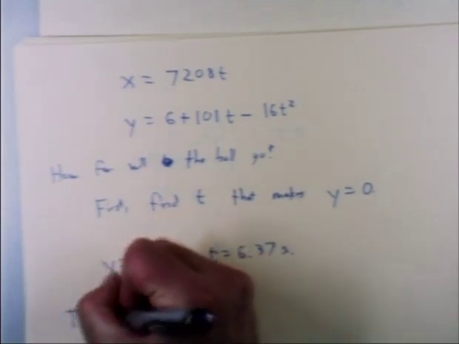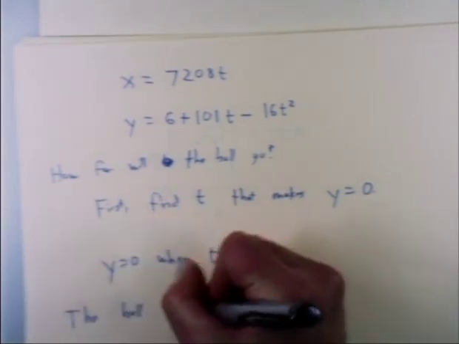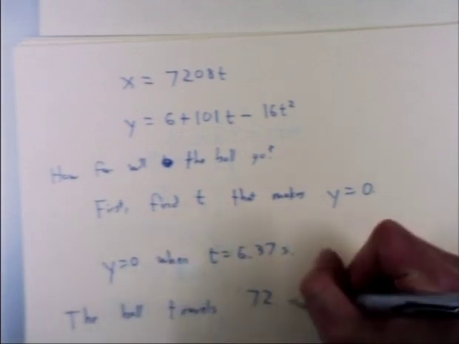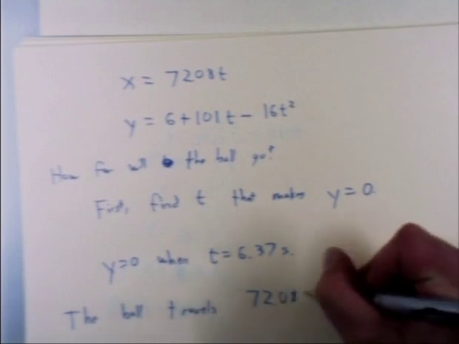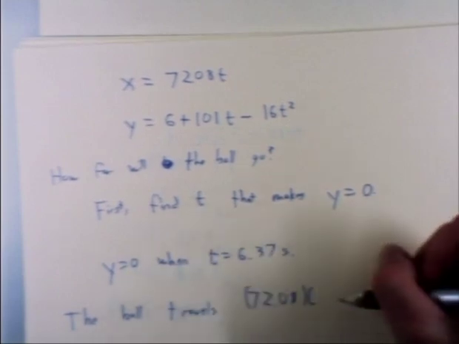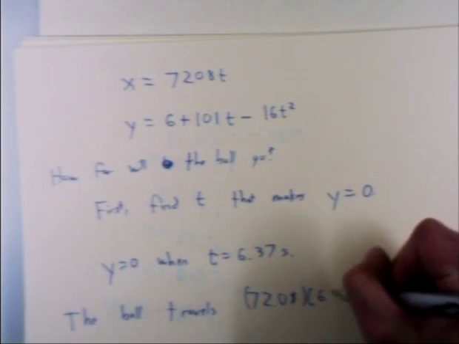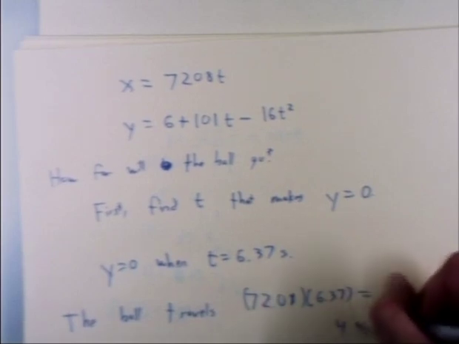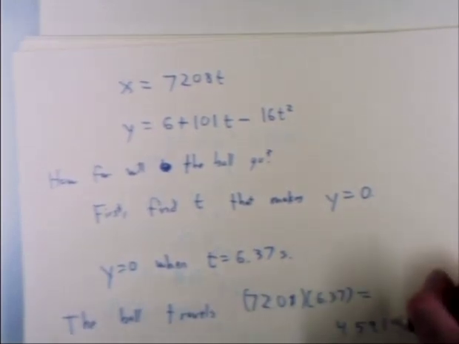The ball travels 72.08 times 6.37 is equal to 459.15 feet.